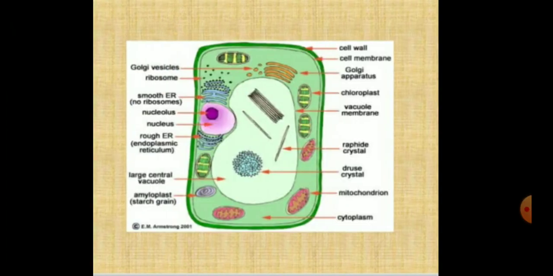Children, this is the diagram of the plant cell in which you can see the extra covering which is made up of cellulose. It is called the cell wall. After that, the cell membrane is also present, and cell organelles are present like Golgi apparatus, smooth ER, rough ER. There is cytoplasm in which the mitochondria is present. But children, the vacuole is also present, which is large in size, so the nucleus goes to the periphery.